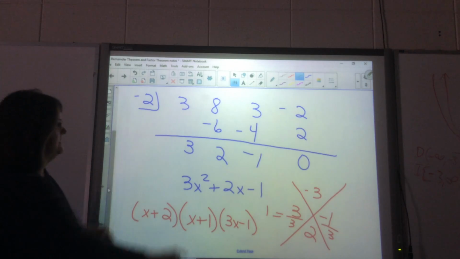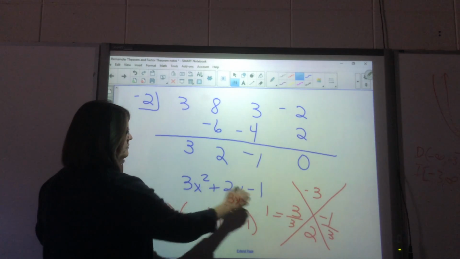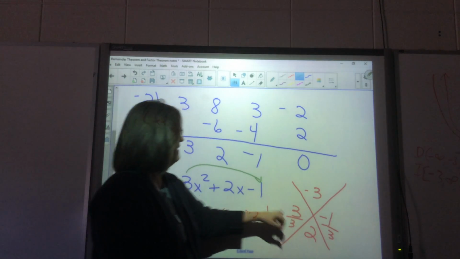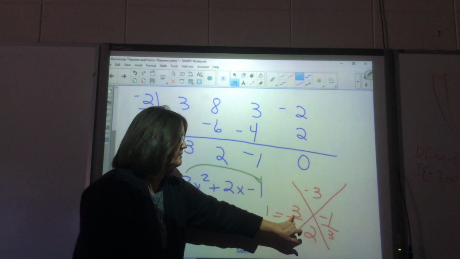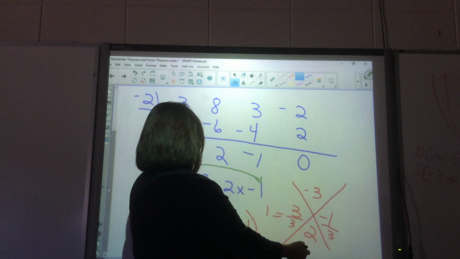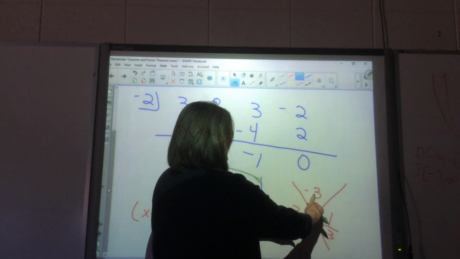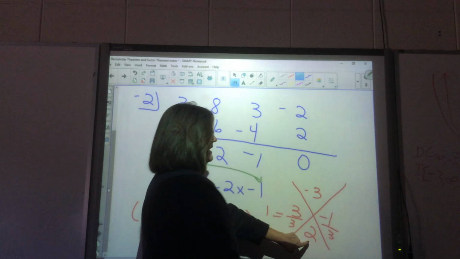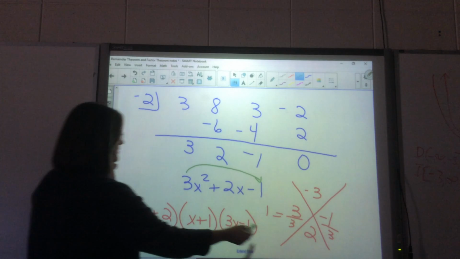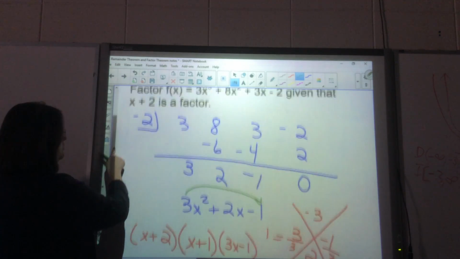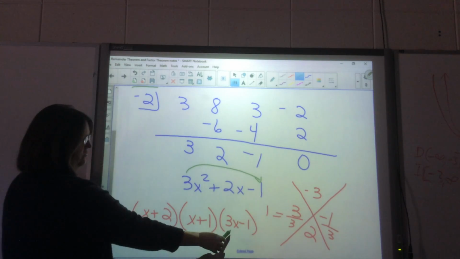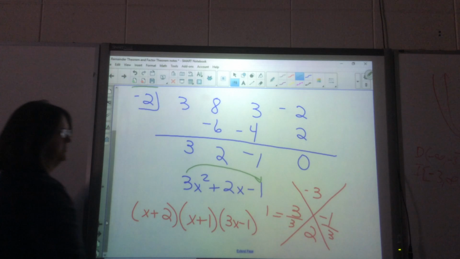Then we write this out, 3x squared plus 2x minus 1. We multiply these two, we get negative 3. We want factors of 3 that subtract to be 2. That would be 3 and negative 1 when you put them together. 3 and negative 1 gives me negative 3 when multiplying, but when I add, I get a positive 2. And then remember, we have to divide by the 3 as well. So that gives me x plus 2, which was in the problem. And then x plus 1, and then 3x minus 1. So I have factored this one completely.